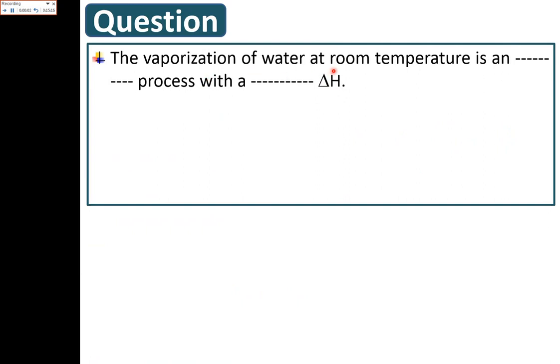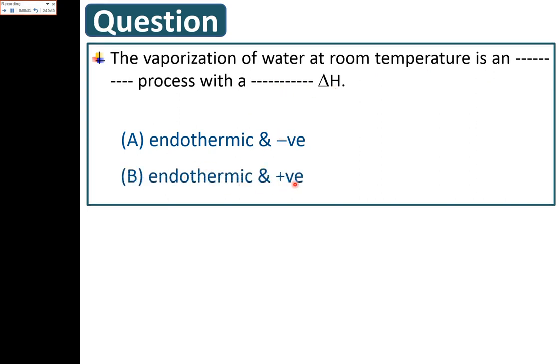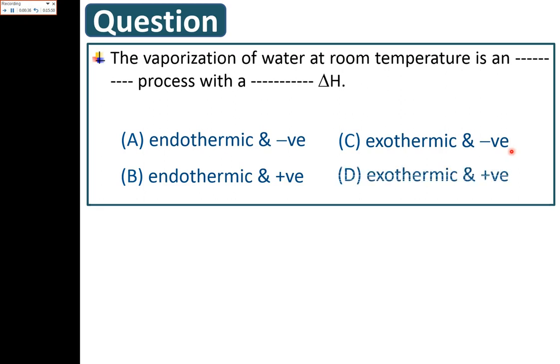The vaporization of water at room temperature is a process with a ΔH. The question is whether it is endothermic or exothermic, and whether ΔH is positive or negative. The choices are: endothermic with a negative ΔH, endothermic with a positive ΔH, exothermic with a negative ΔH, and exothermic with a positive ΔH.